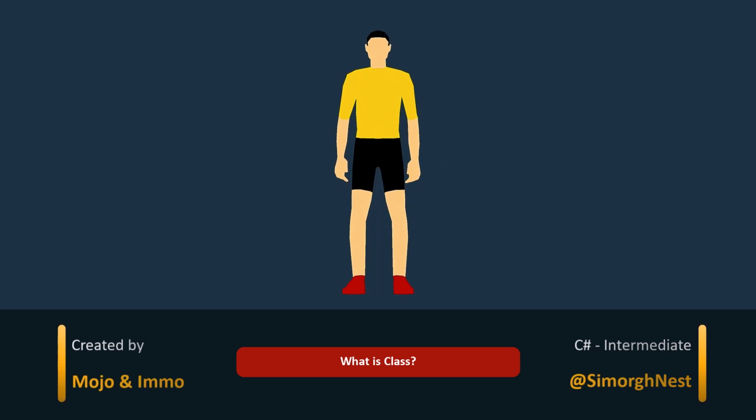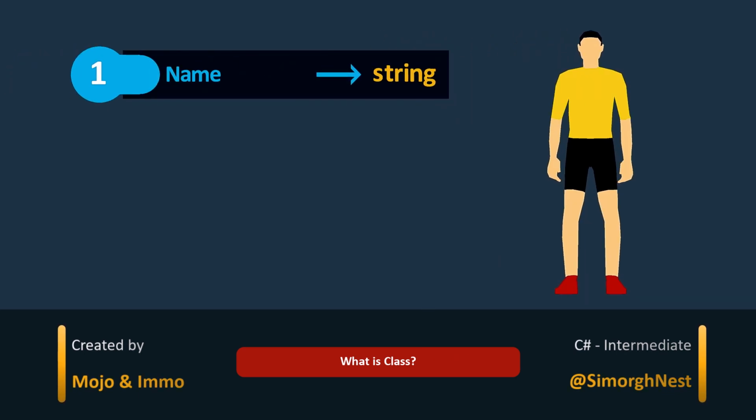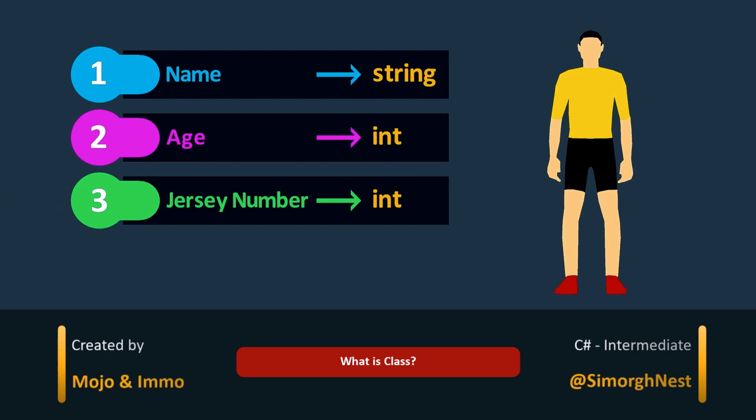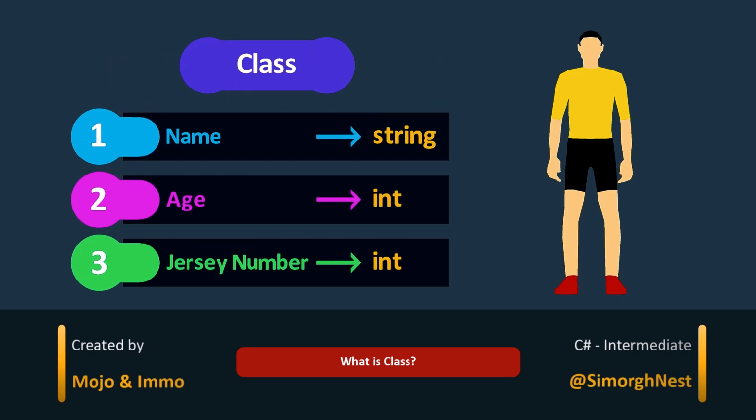For instance, if we want to represent a player, we need to store their name as a string and their age or jersey number as int types. In C#, we can create these complex custom types using classes.